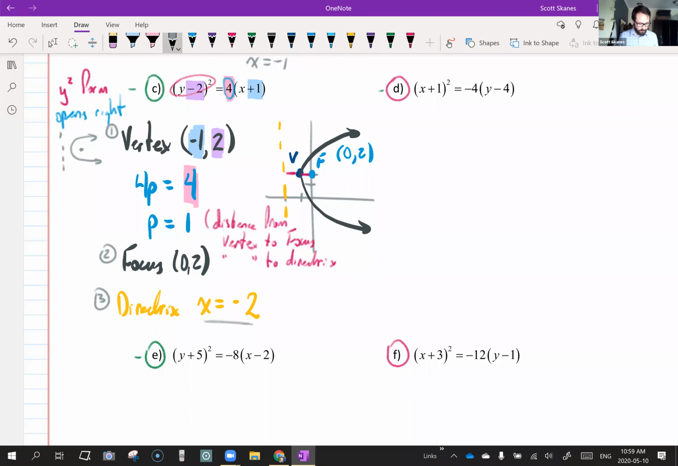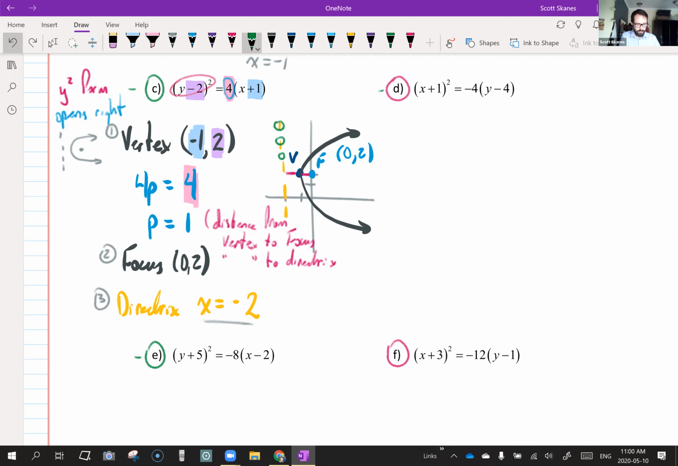This is our function. The directrix is an equation or a function, okay? And it just draws that line. Why is it x equals -2, you might ask? Because at this point, the value of x is -2, -2, -2, all the way around. All of those x values are -2 for that line. So we just call it the function x equals -2.